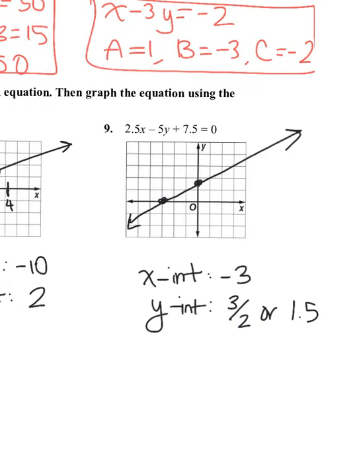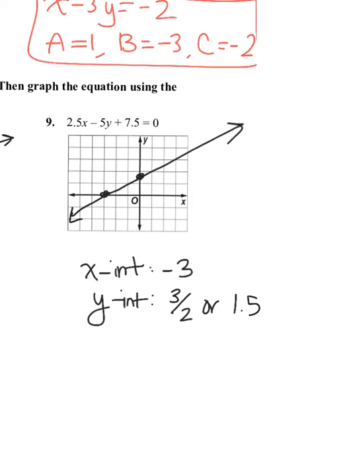All right, and lastly, number 9, we have x-intercept of -3 and a y-intercept of 1.5. All right, so we have our x-intercept, you can see there at -3, and then y-intercept, you approximate that 1.5 right in the middle, and you can draw your line. All right, and that is it for this lesson.